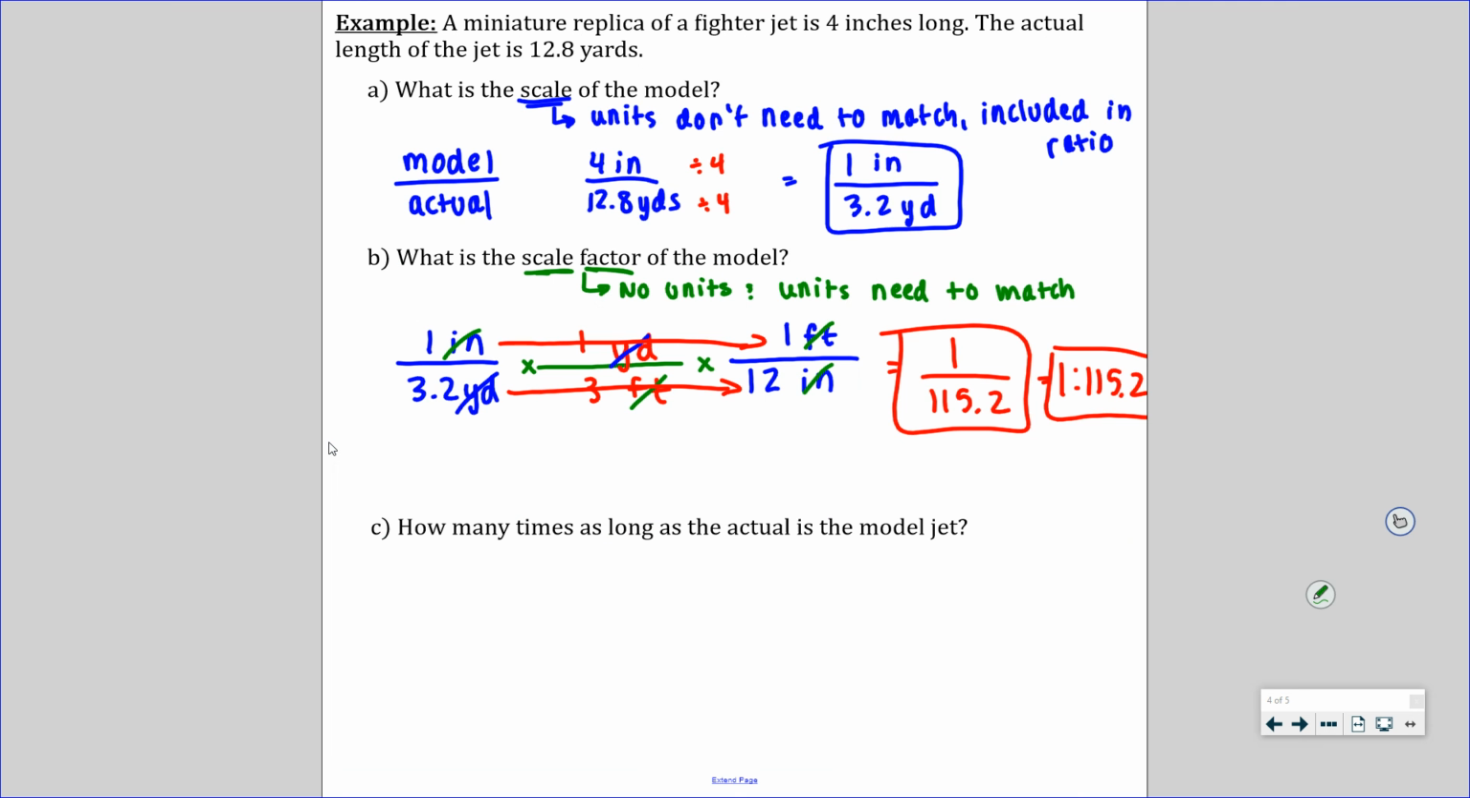All right, so let me ask you this question. So that's our scale factor. How many times as long as the actual is the model jet?